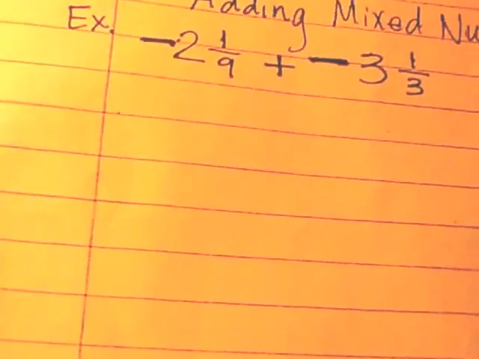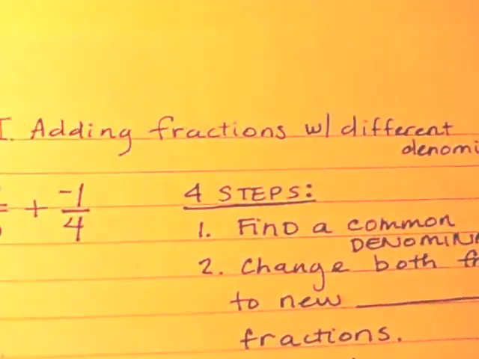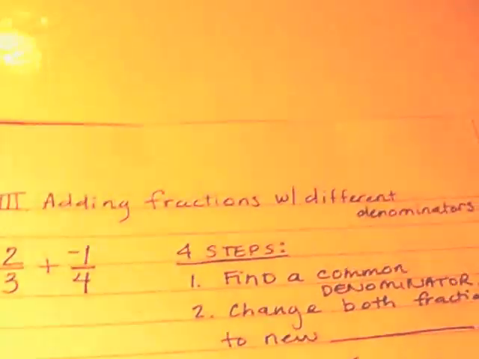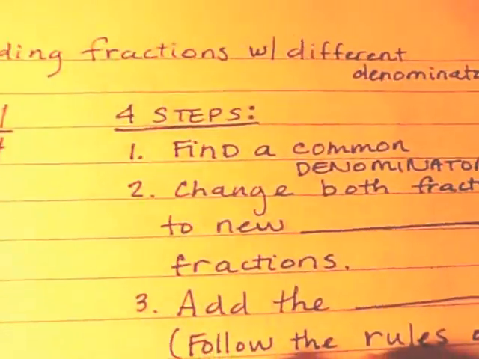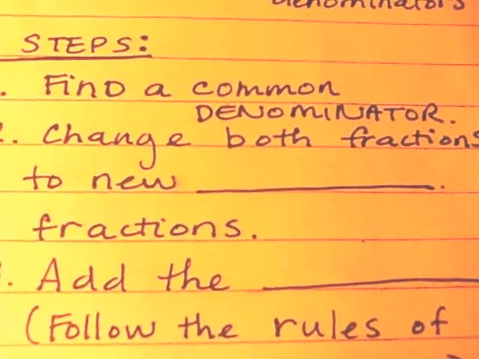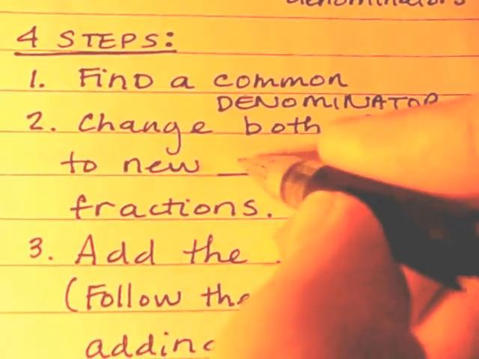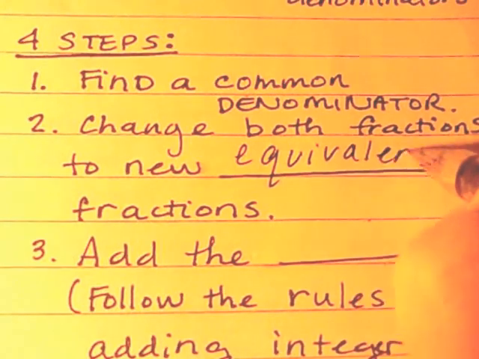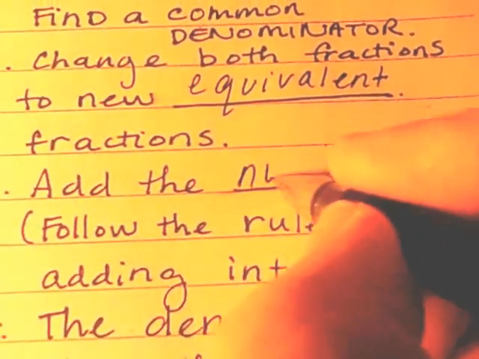On the back side of that, we've got some more examples. We've got adding fractions with different denominators. And when we add fractions with different denominators, we're going to follow some steps. First of all, we're going to find a common denominator, and then we're going to change both fractions to new equivalent fractions. And we're going to add our numerators.